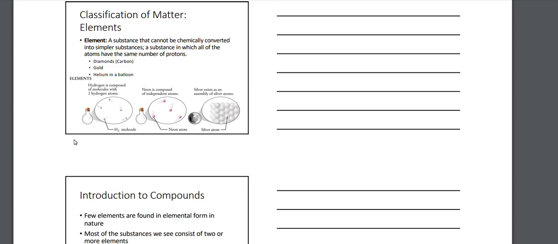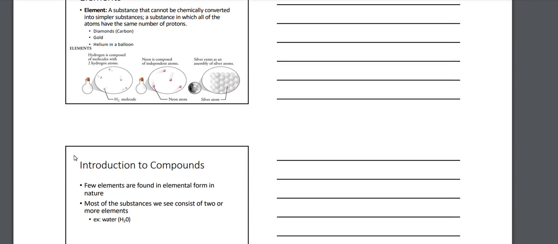An example of an element is diamond, because diamond consists of sheets of carbon atoms bonded together. There's no hydrogen, there's no water molecules, there's no oxygen, so we consider that an element. Likewise with gold. Helium in a birthday balloon, same thing. It exists in its elemental form. Okay. When it comes to elements and how elements exist in nature, most of the elements don't really exist in their elemental formation. Rather, they exist in a molecular shape.